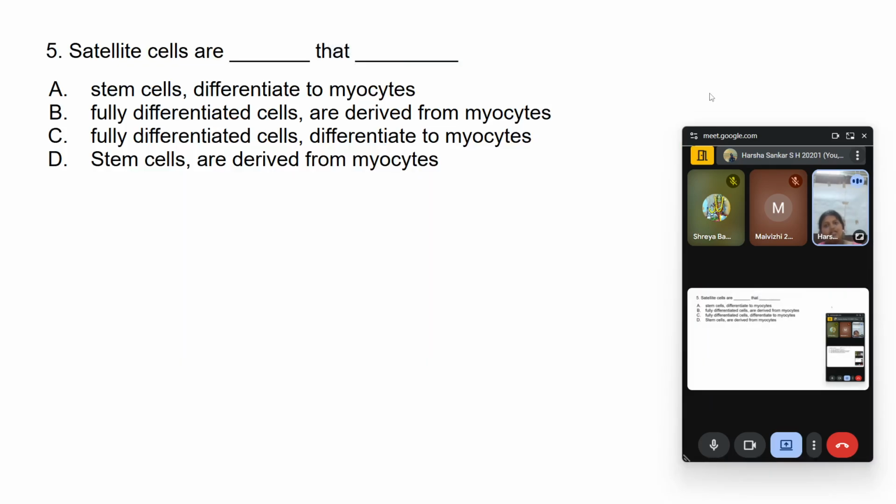Satellite cells are dash and that dash. What are satellite cells? Are they stem cells that differentiate to myocytes? Are they fully differentiated cells that are derived from myocytes? Are they fully differentiated cells which can differentiate to myocytes? Or are they stem cells that are derived from myocytes? What is the correct answer?